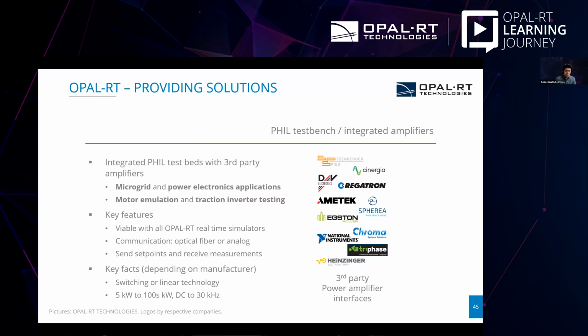And via those connections, we can send set points and, for most amplifiers, also receive measurement values gathered by the amplifiers to directly feed them back with as low a latency as possible. Our partners here cover switching as well as linear technologies, reaching up to hundreds of kilowatt and up to 30 kilohertz bandwidth, including one of those amplifiers as a part of a turnkey test bench obtained from OPAL-RT.